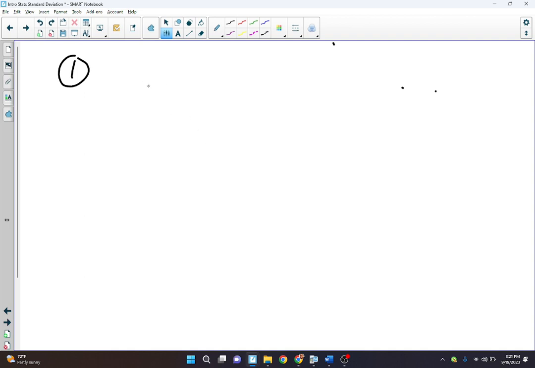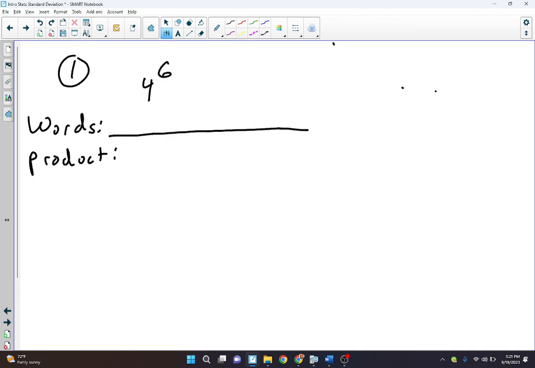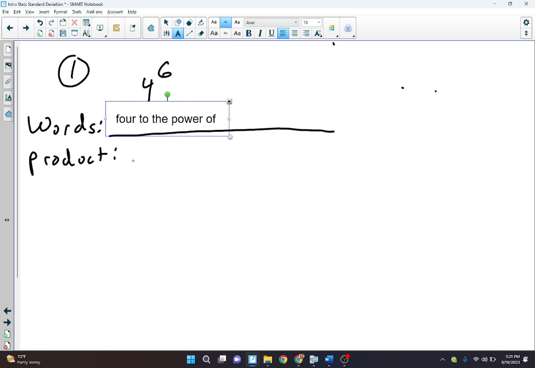product. So for example, if I have 4 to the 6th power, I'm going to ask you to change it into words, and then I'm going to ask you to change it into a product. Okay, so to change it into words, you're going to actually have to write out, I'll type it out just so it's neat for us, 4 to the power of 6.